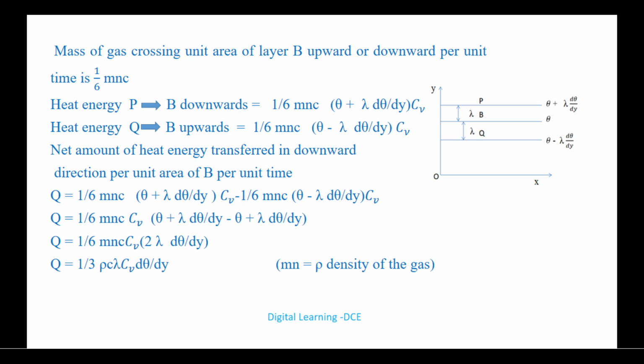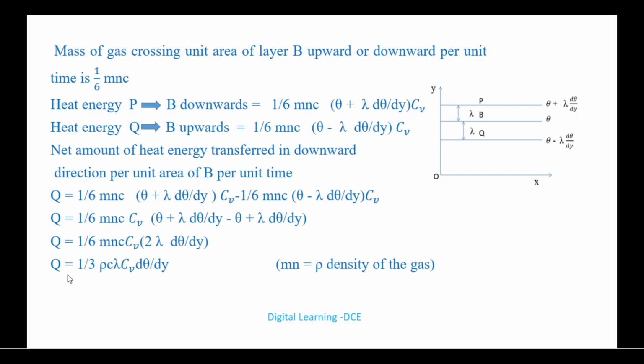Hence, on simplification, we get the net amount of heat energy transferred in downward direction per unit area of layer B in unit time. Along this layer, the amount of heat energy transferred in the downward direction per unit area of layer B per unit time is equal to 1/3 ρ c λ Cv into dθ/dy. Here ρ represents density of the gas, that is product of m and n. Actually this term is nothing but thermal conductivity. That means the amount of heat transferred is related to thermal conductivity.